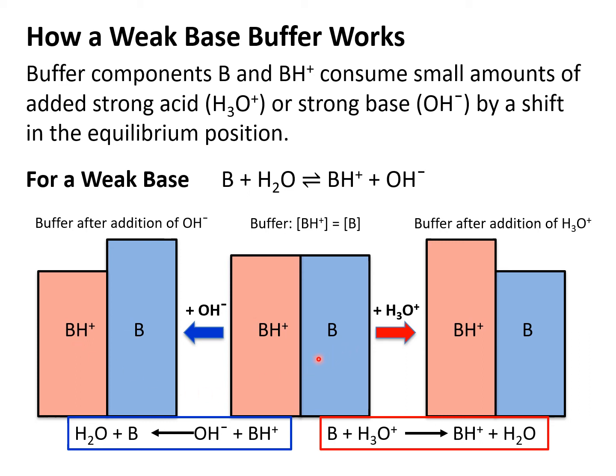If we take the same system, however, and instead of hydroxide we add H3O+, we see that the H3O+ will react with the weak base, B. Here, a proton will be donated to the weak base, producing BH+ and water. And so we can see that the concentration of BH+ increases, whereas the concentration of B decreases. However, once again, we still have appreciable quantities of weak base and its conjugate acid, and therefore we still have a buffer.